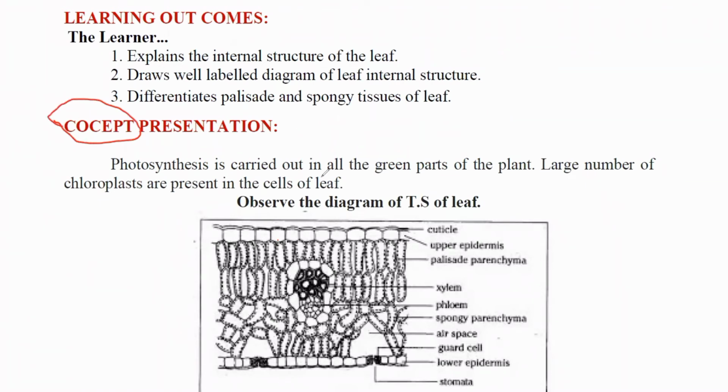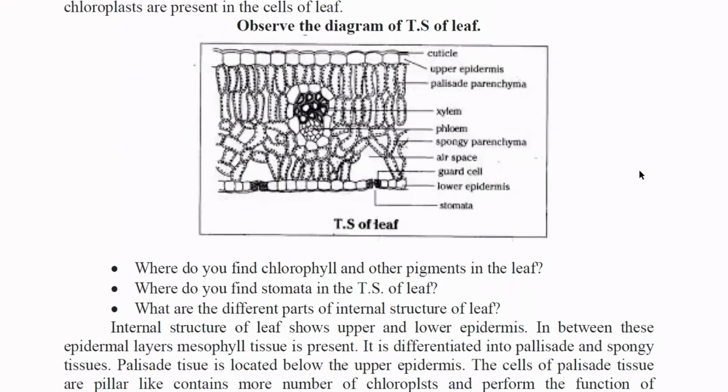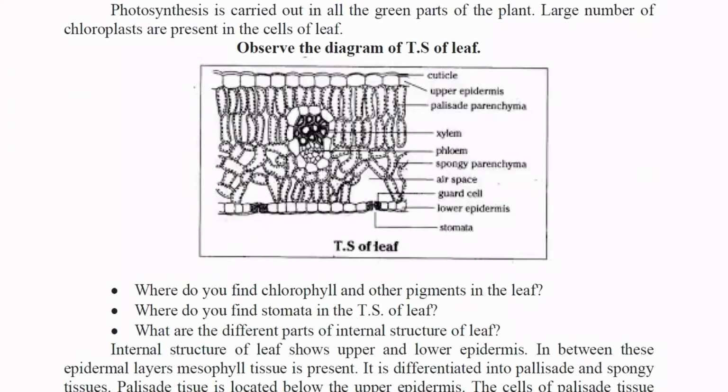Now let us take the concept presentation. Photosynthesis is carried out in all the green parts of the plant, and a large number of chloroplasts are present in the cells of the leaf. So which section are we taking to study this? The TS of leaf. Now I will show you clearly what the transverse section of the leaf is, with a diagram.